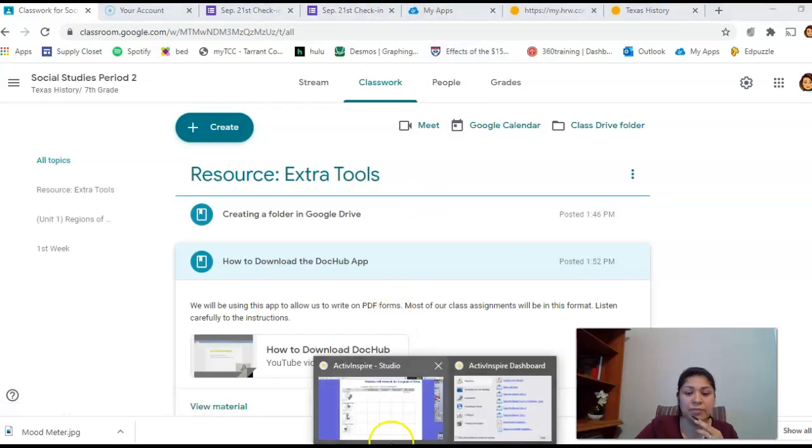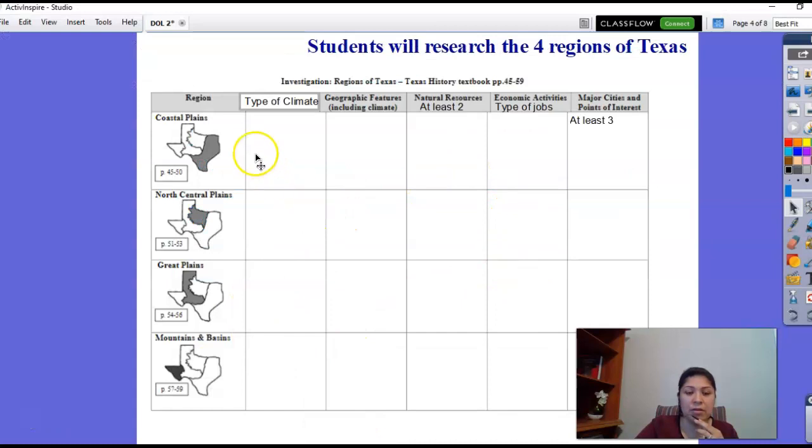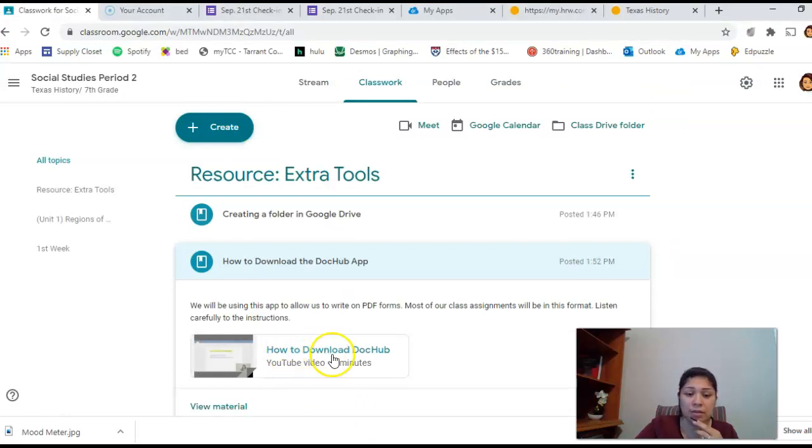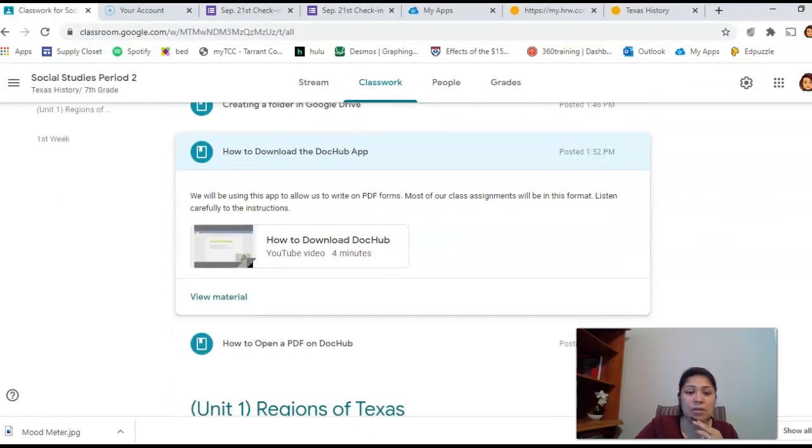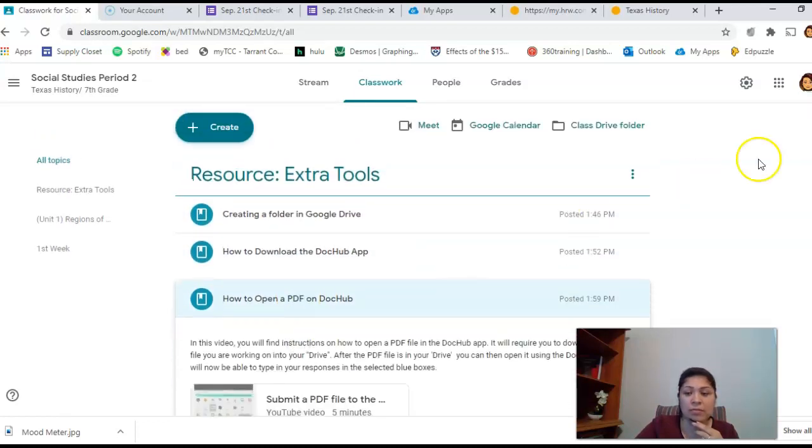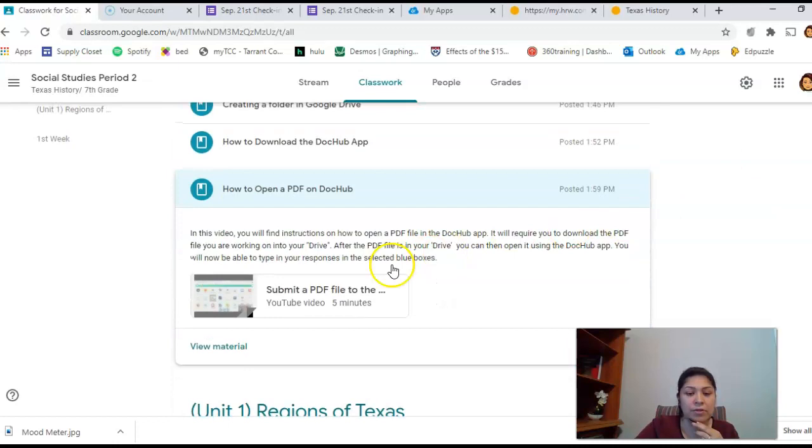This one right here. This is a PDF file. And in order for you to type in your responses, you have to download this app. Here are instructions. You can also look at this video, how to submit a PDF file or how to open a PDF in DocHub. It's a process that's going to take some time for us to get used to, but it'll become easier with time. So read the written instructions. Go ahead and listen to the verbal instructions I give you as well. If you need to pause the video, pause it, and then you try it on your own.